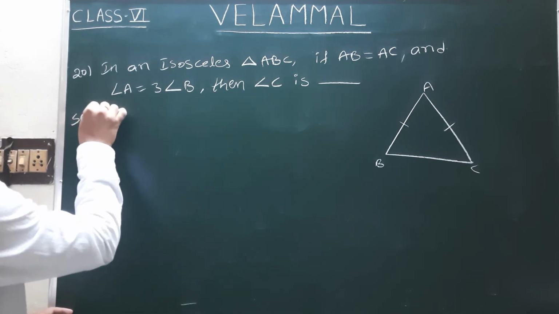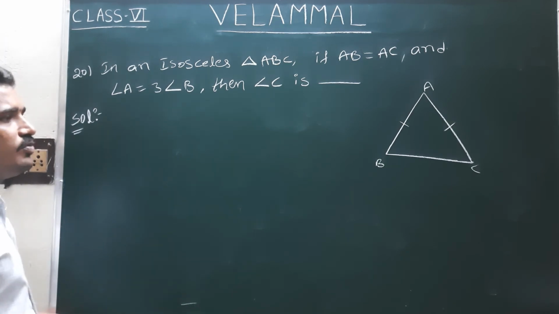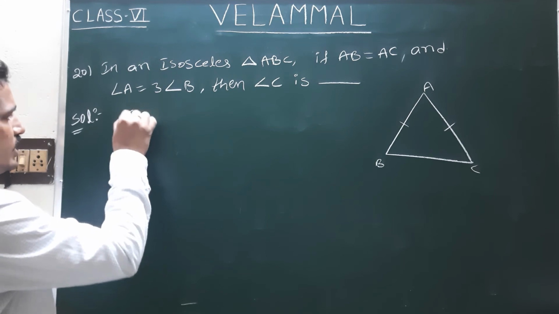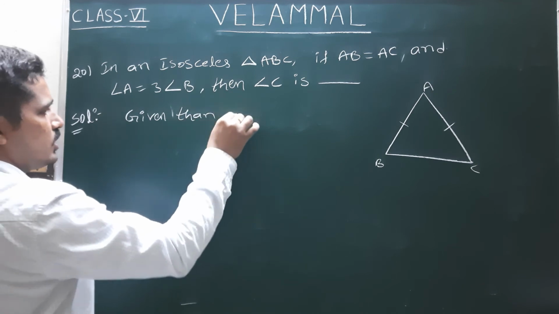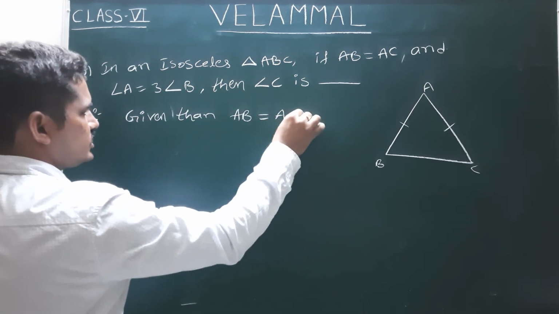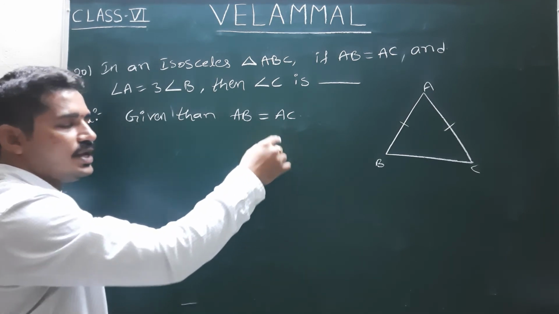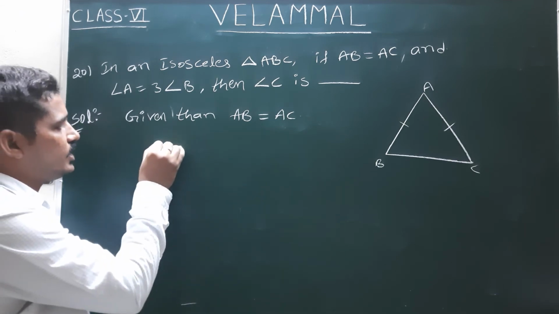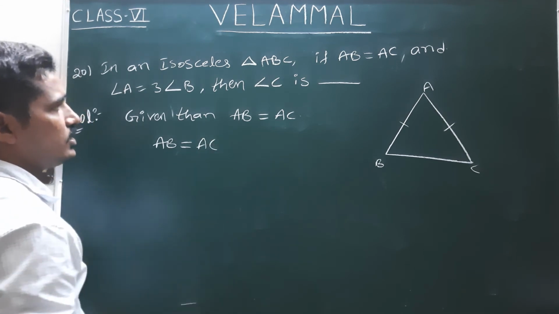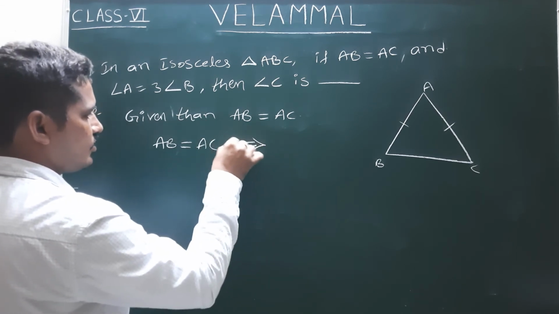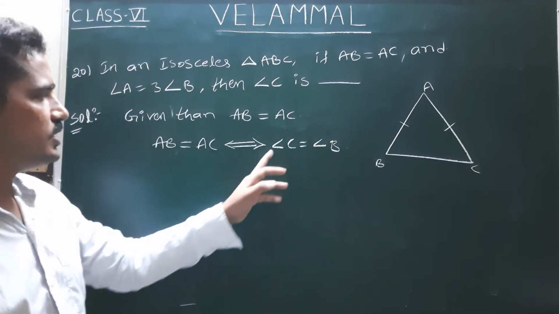See here, whenever we are saying that isosceles triangle, that must and should we need to remember the point what we have related to the isosceles triangle. Given that, what is given? AB side is equal to AC. In isosceles triangle, whenever two sides are equal, its opposite angles also will be equal. So by that, whenever AB is equal to AC, we can say angle C is equal to angle B.